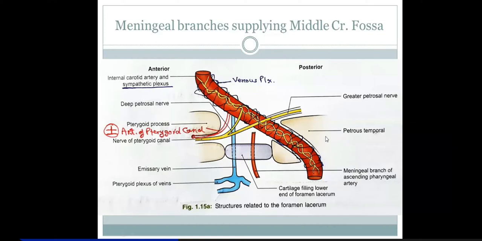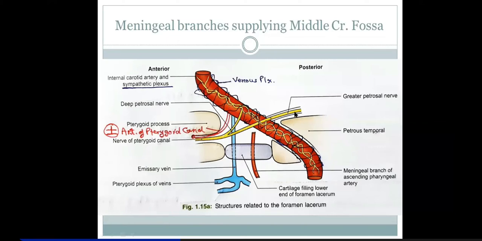So the greater petrosal nerve enters the middle cranial fossa through this hiatus here on the petrous temporal bone, and then it descends medially towards the foramen lacerum, right? And when it reaches the foramen lacerum, the sympathetic plexus on the internal carotid artery also gives a branch, right? And that branch is called the deep petrosal nerve. So the deep petrosal nerve is a sympathetic nerve arising from the sympathetic plexus on the internal carotid artery.